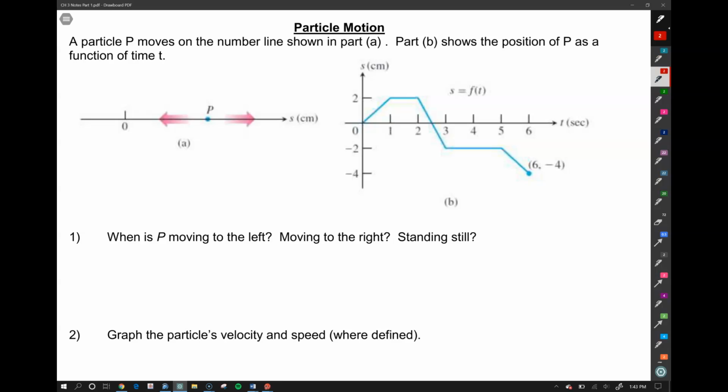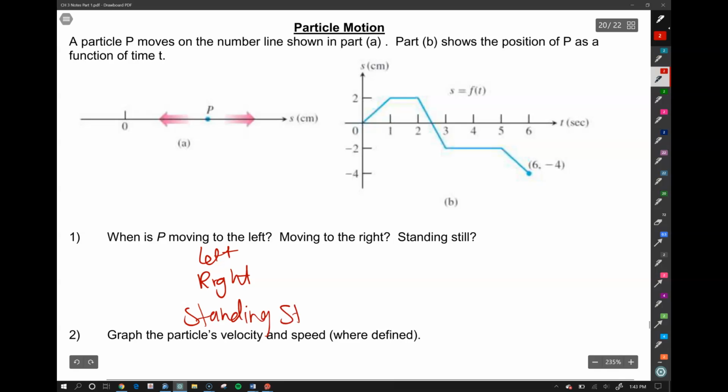So when are we moving to the left? When are we moving to the right? And when are we standing still? So we have three things to look for: left, right, and standing still. How can we tell if something is standing still? Its velocity is 0.